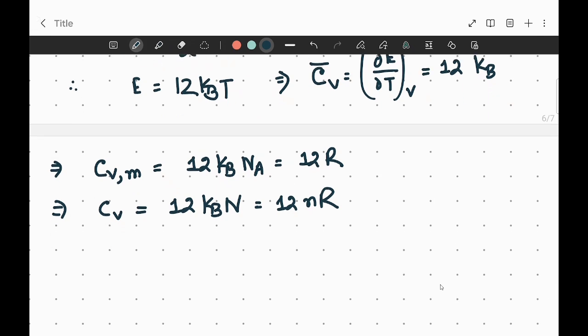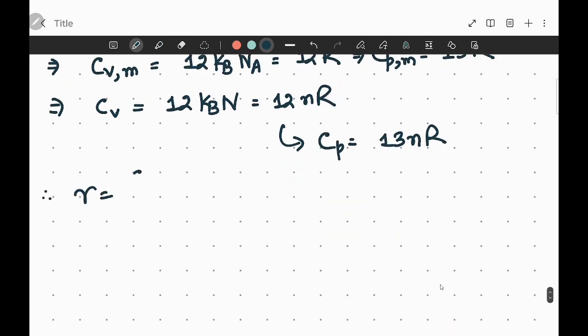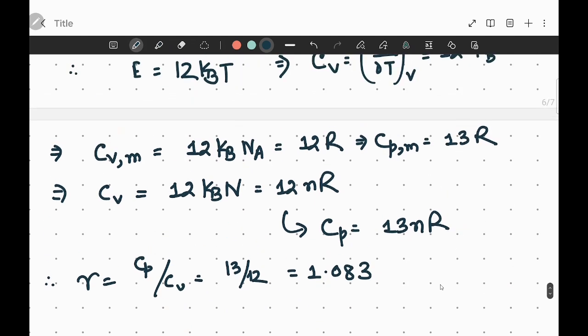So this is CV, and CP. For CP, you just have to add R, so CPM will be 13 R, and here it will be 13 nR. So let's calculate gamma. Gamma will be CP by CV, so it will be 13 by 12, so it is 1.083.